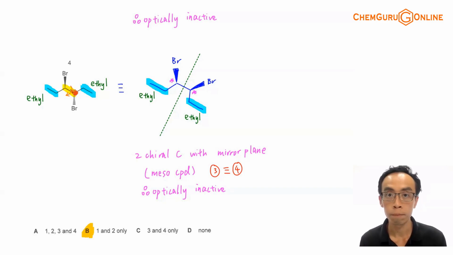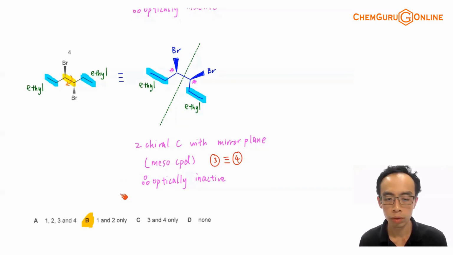We actually need to be able to figure out. Alright, so in this case, only number 1 and number 2 is optically active. Answer to this question will be B.